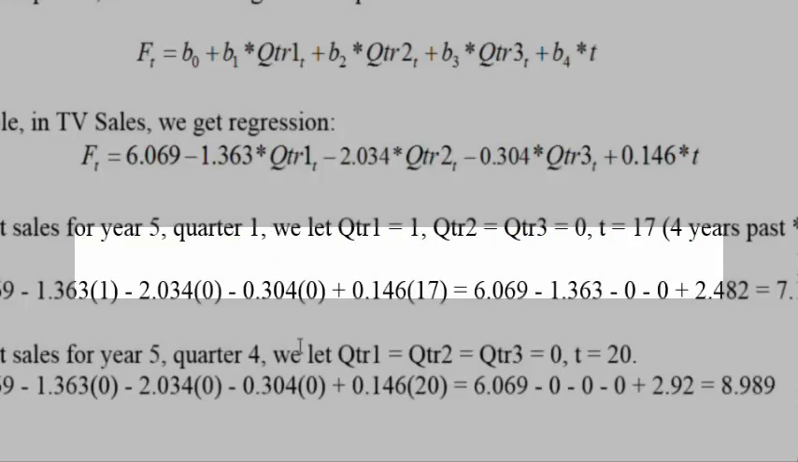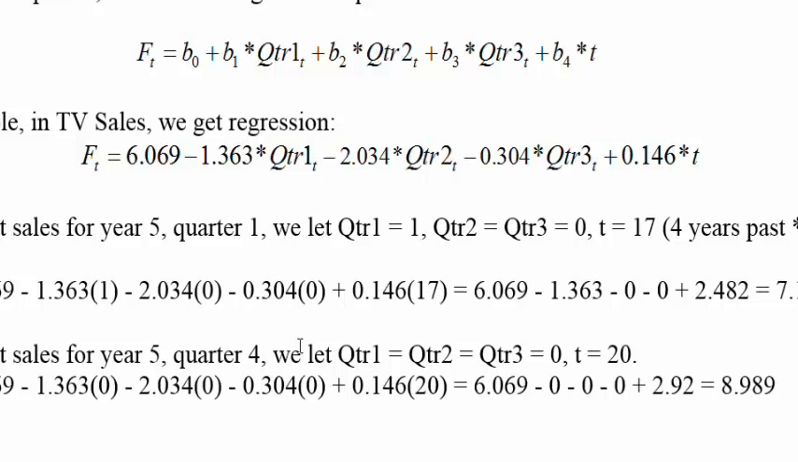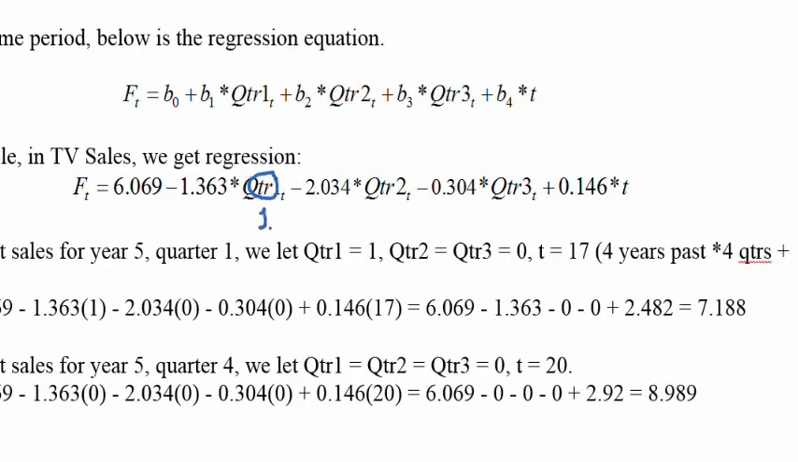Okay, so let's see how we would use this. Once we get this equation, you could say, okay, now I want to make a forecast. A forecast for year 5, let's say the first quarter. So here, this part will now be equal to 1. And the other quarters will be equal to 0 if you're in quarter 1. Now T will be, well, year 5, quarter 1, what is that? 1, 2, 3, 4, 5.